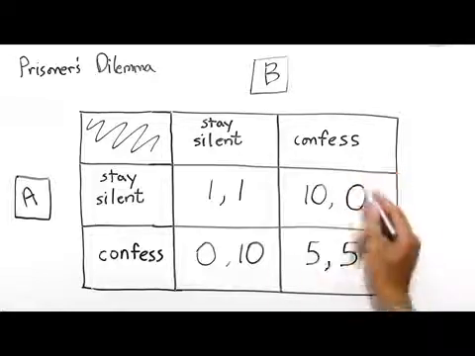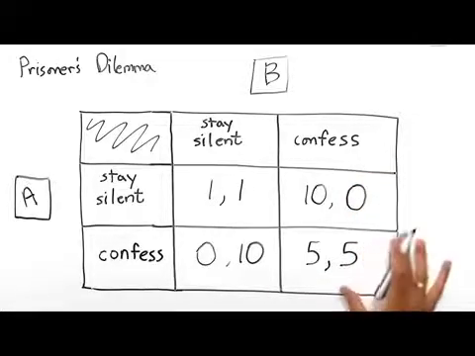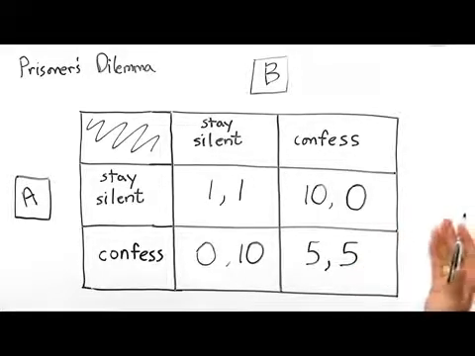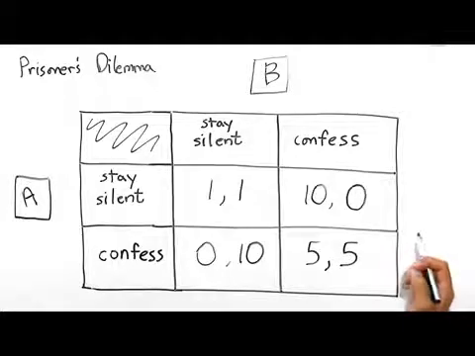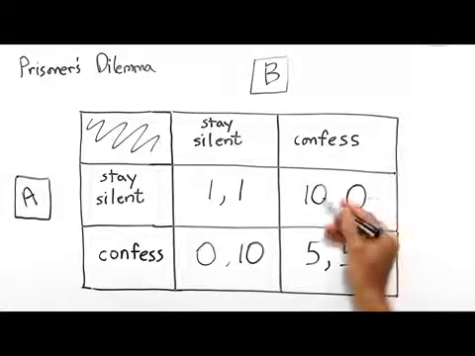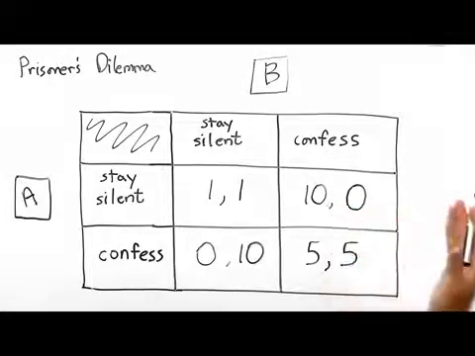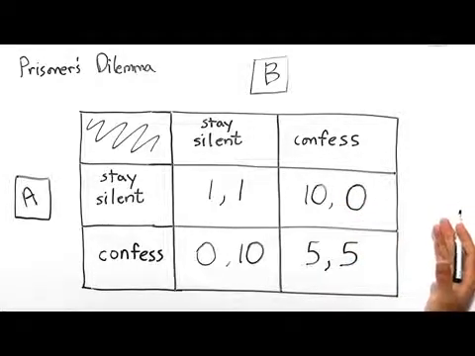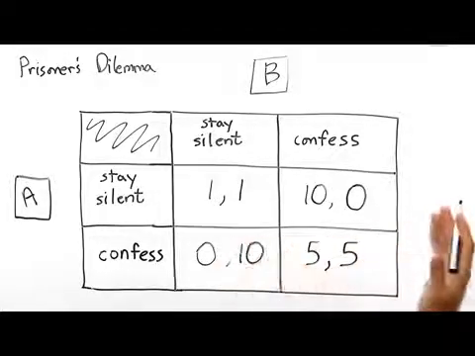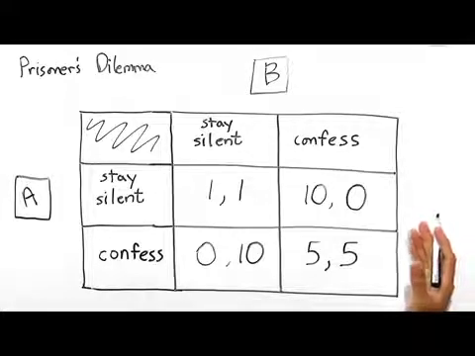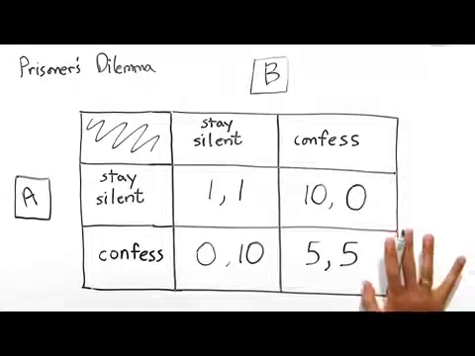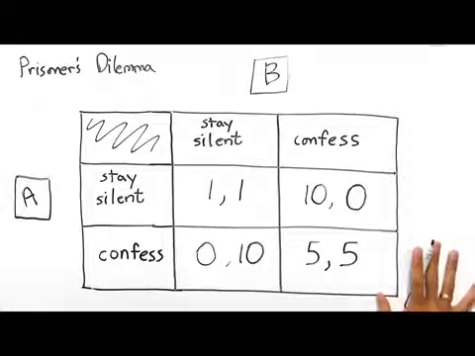But the pressure on them is to confess, because the likelihood of one of them confessing and the other not is quite high. And in that case, if they do not confess and the other does, they will spend 10 years in prison. That's a long time to be in prison. Whereas if they confess and the other doesn't, they'll go free. But if they both confess, they'll get 5 years in prison. The result is that it's safer to confess.